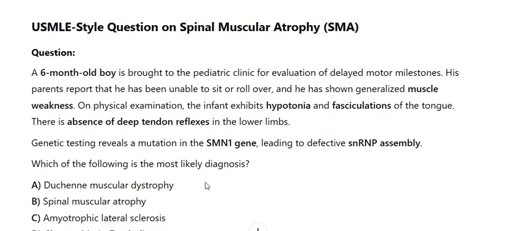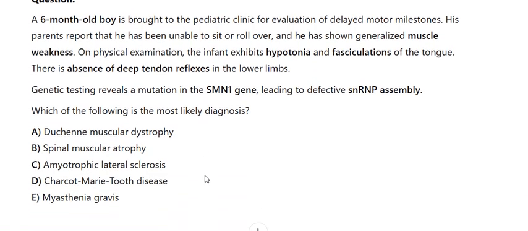There is absence of deep tendon reflexes in the lower limbs. Genetic testing reveals a mutation in the SMN1 gene, leading to defective snRNP assembly. Which of the following is the most likely diagnosis? A. Duchenne muscular dystrophy. B. Spinal muscular atrophy. C. Amyotrophic lateral sclerosis. D. Charcot-Marie-Tooth disease. E. Myasthenia gravis.